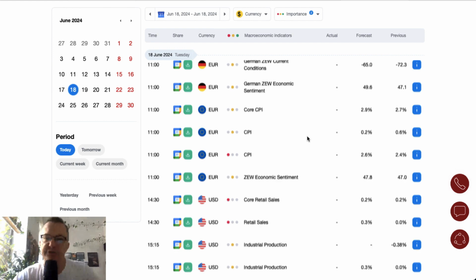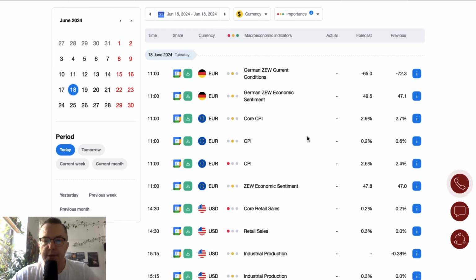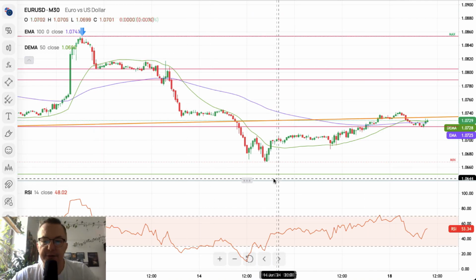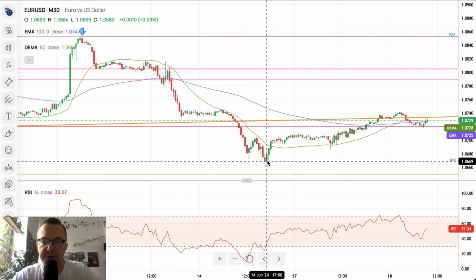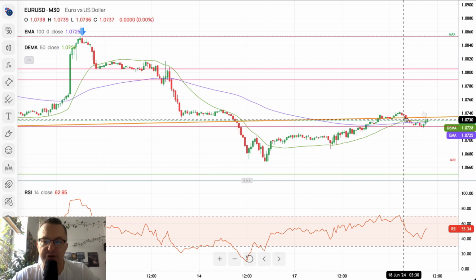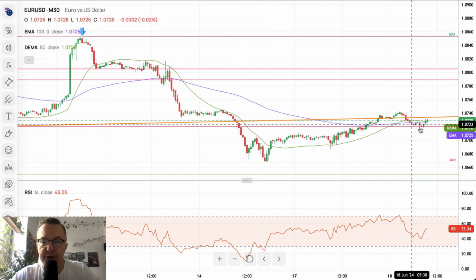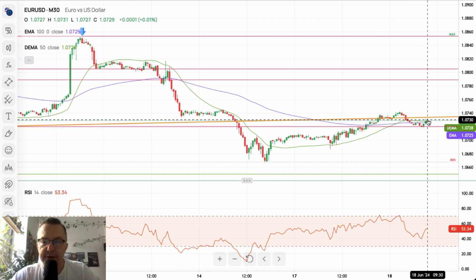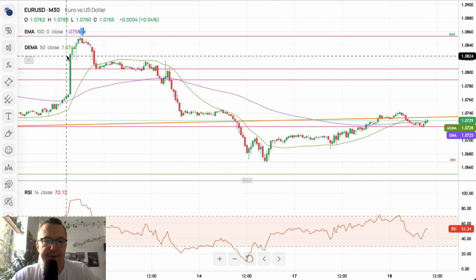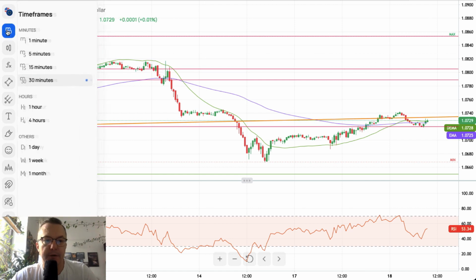So let's just take a look at the first market, and we are going to start with the euro dollar. The euro-dollar 30-minute chart, as you can see, has bounced from the level of 1.0669 towards the trend line, and now it's in a very narrow zone just ahead of the German economic sentiment data release.